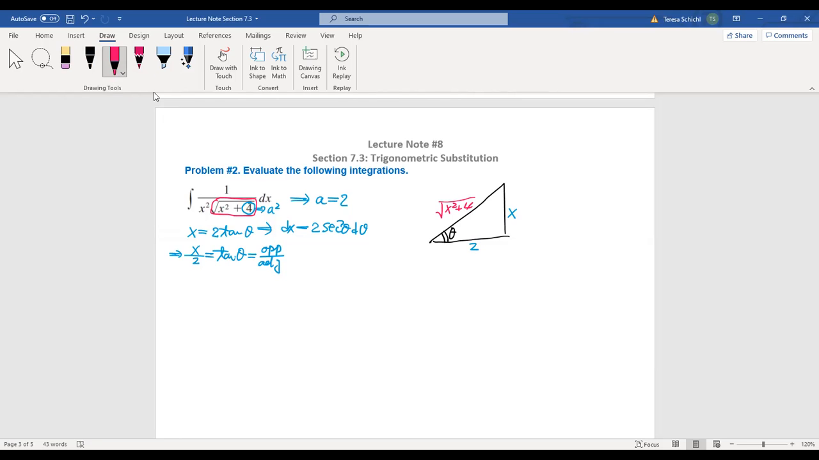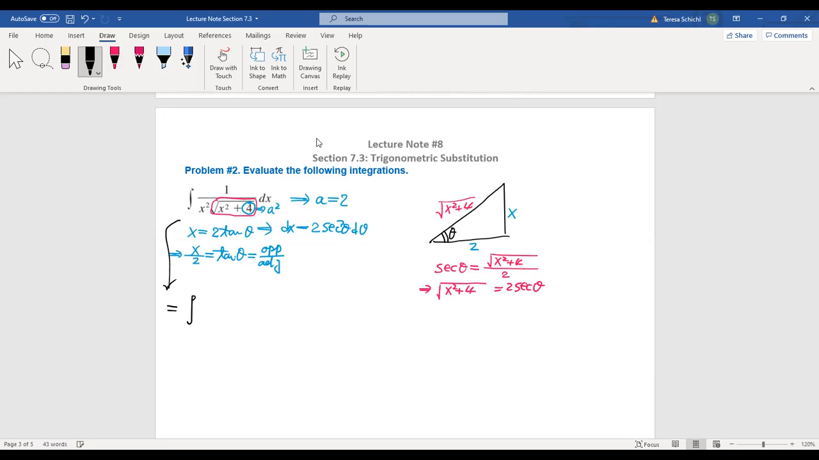Now let's change this one. This is the secant. So if I do the secant theta, it is the hypotenuse, so it's the square root of x squared plus 4, over 2. So I know the square root of x squared plus 4 is equal to 2 secant theta. If you do the triangle, then you don't really need to remember which one's which, and you can just derive this very easily.